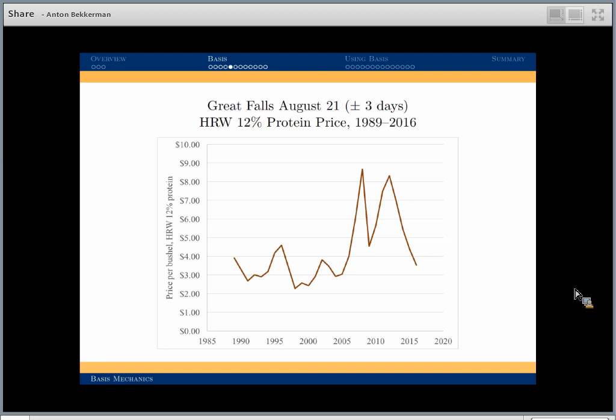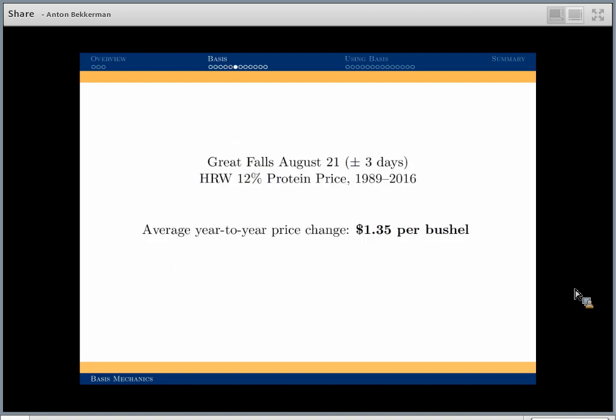Okay, take a look at this. Again, I used the same data that you just saw, and what I did was I calculated the average change in price from one year to the next. So each year I asked, what was the change between last year's price and this year's price? And then over the 20-year history, I calculated an average. So on average, for the Great Falls August 21st price for winter wheat of a certain protein level, we could say that, knowing nothing else, the best prediction that we can make is that price is going to be, on average, $1.35 per bushel different than last year's price.